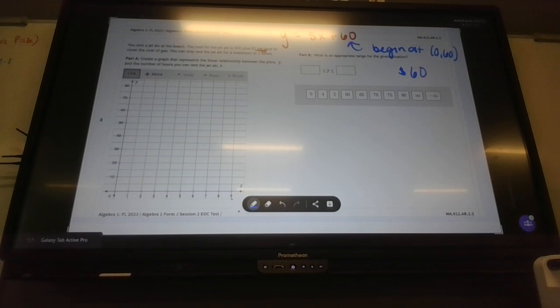So right off the bat, you have to pay $60. X is hours and Y is cost. So at 0 hours, you have that $60 fee. A lot of things in life work like that. You have to pay an initial cost, and then however long you have it, they charge you more. So right off the bat, a dot at 60.